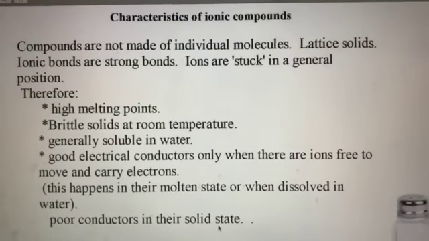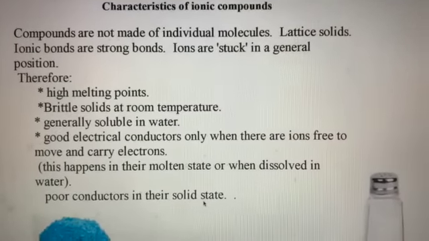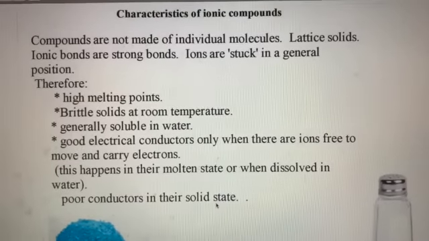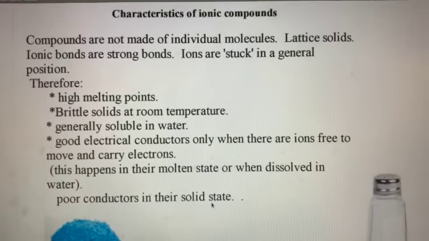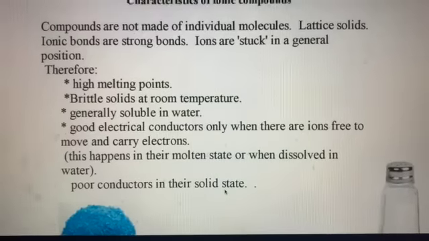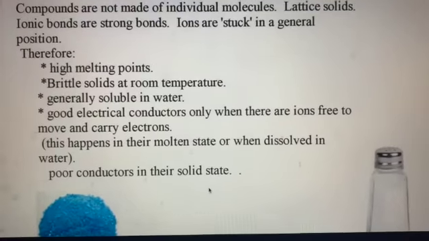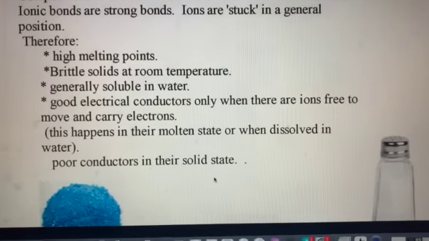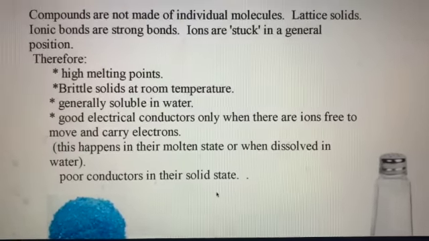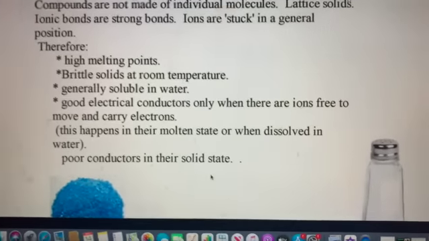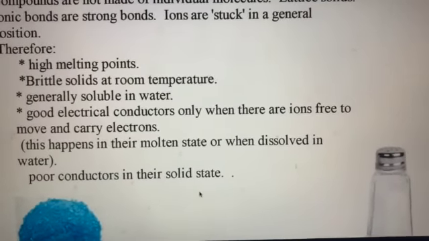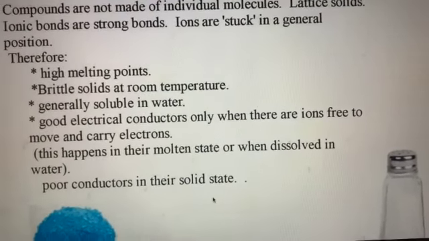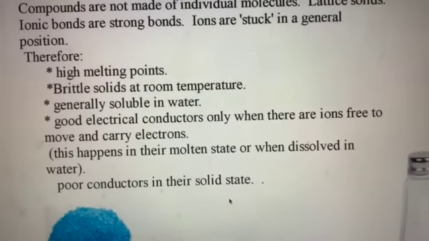All right, so let's talk about some characteristics of ionic compounds. When you think of an ionic compound, thinking of table salt is a great idea. That's a great example of it, sodium chloride. They are not made of individual molecules. Instead, they have that repeating pattern that we just talked about. This causes them to have high melting points. They tend to be brittle solids at room temperature, tend to be soluble in water, although we know not all of them are. They are good conductors of electricity, but only in their molten state. And the molten state is when they are actually melted, which is going to be really high temperatures. As we mentioned, they have high melting points. Or if they're dissolved in water.